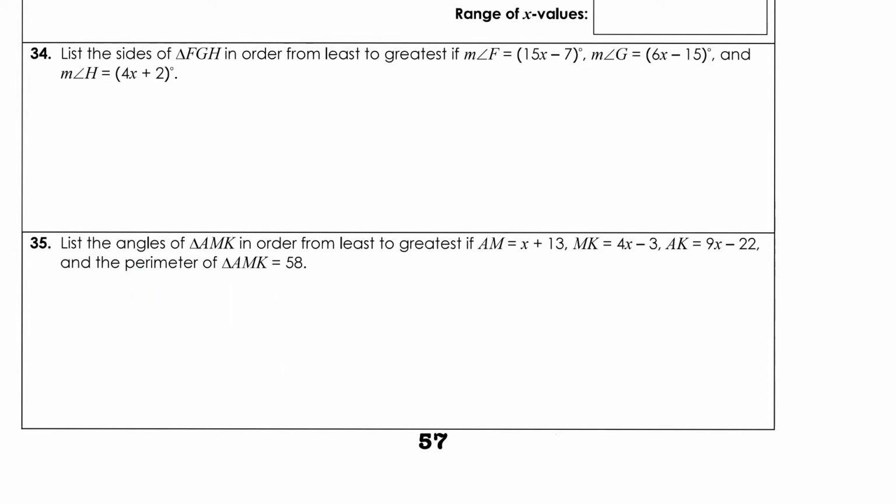That's one of the things we've got to be able to know when we set up our equations: whether or not we use the triangle sum theorem or the perimeter. If you're given angles, then you're going to use the triangle sum. If you're given lengths of sides, then you're going to be using the perimeter. In this case, it's going to equal 58. So let's go ahead and solve these.